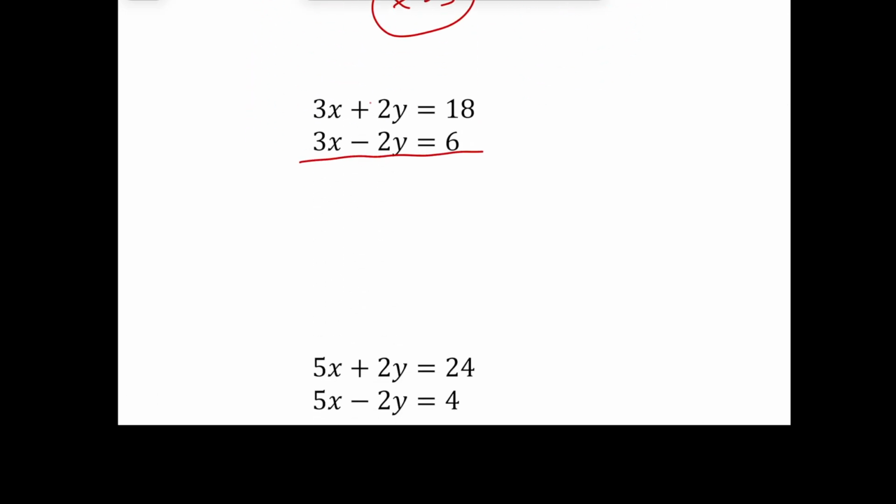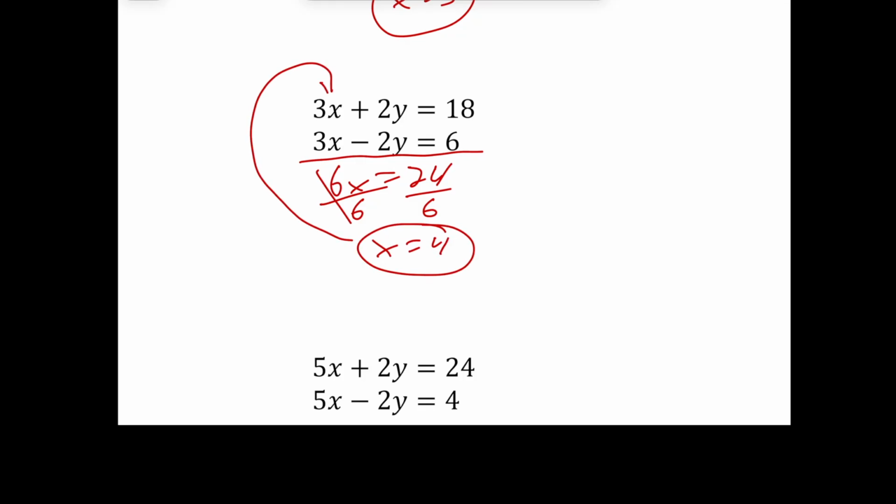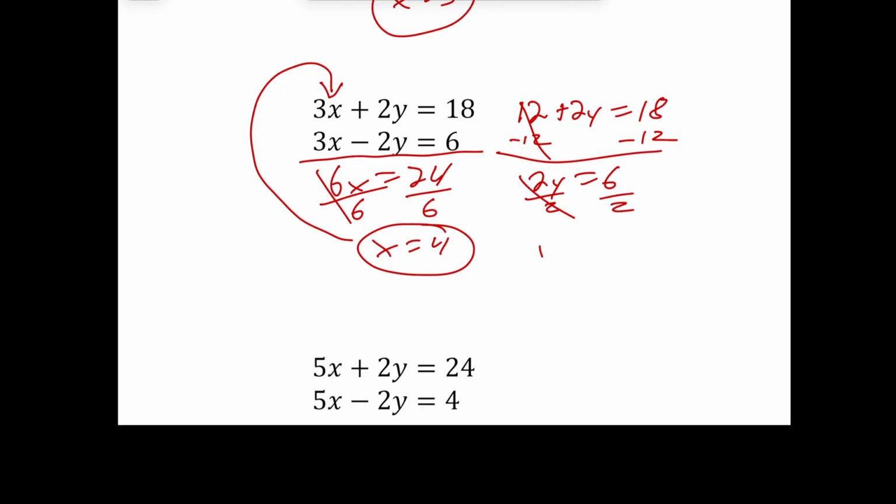The y's disappear. They go away, and I'm going to get myself a 6x equals 24. And when I divide each side by 6, I'll get an x equals 4. See how nice and easy that is? Nice and clean. If I plug that back in, 3 times x, well, x is 4, so it's 3 times 4. 12 plus 2y equals 18. And once I subtract 12 from both sides, wrong sign, minus 12 from both sides, I'm going to get 2y equals 6. I'm going to divide each side by 2. I get y equals 3.